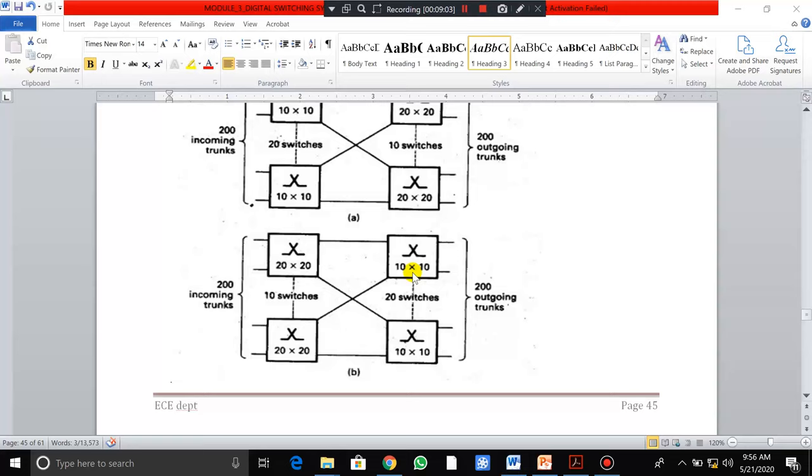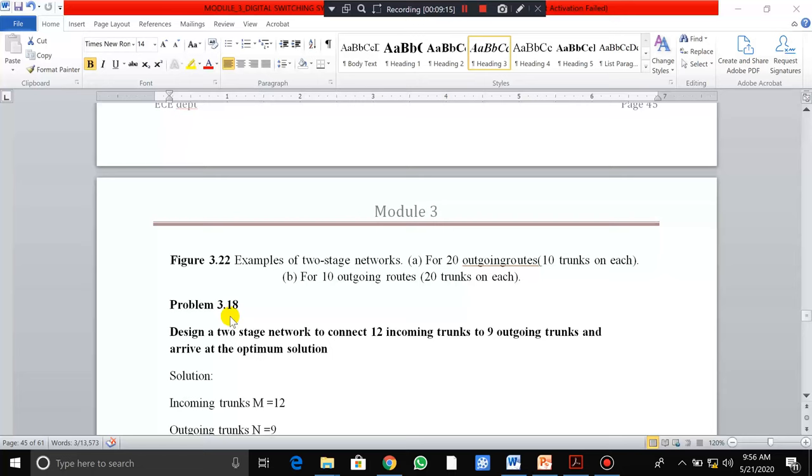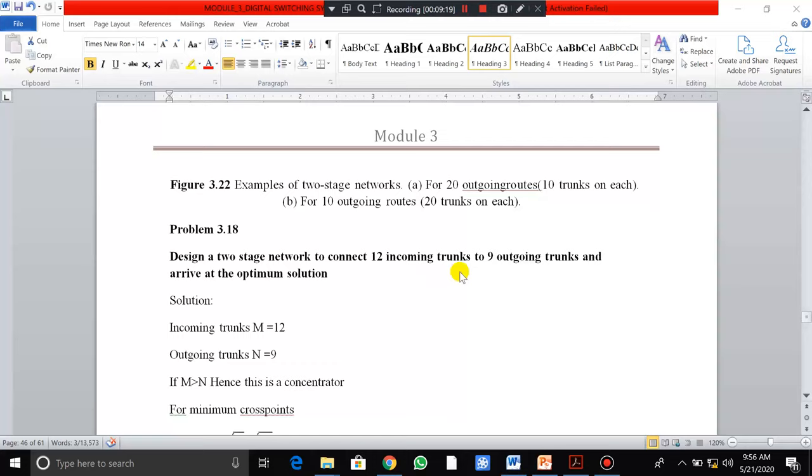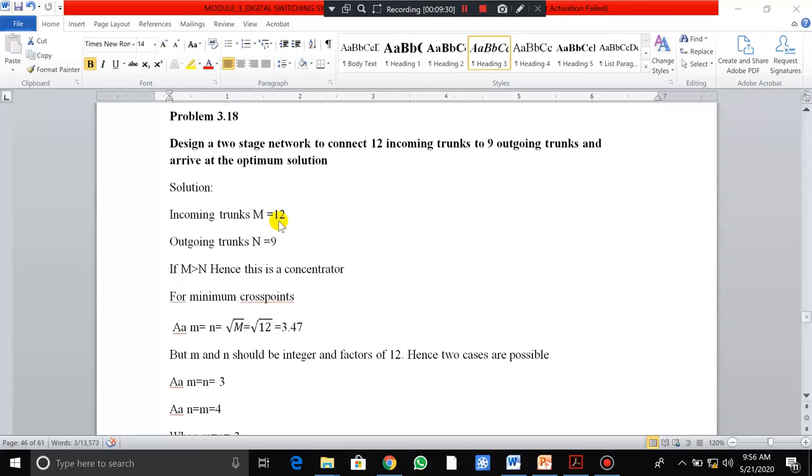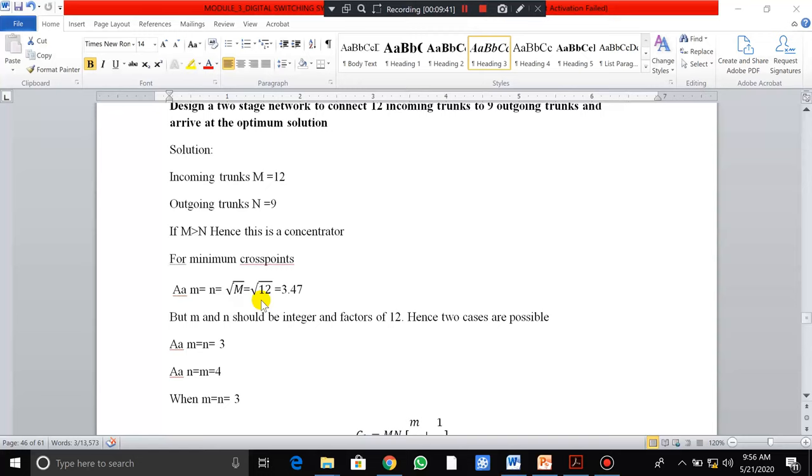So this is another problem. Design a two-stage network to connect 12 incoming trunks to 9 outgoing trunks and arrive at an optimal solution. First you list what is given, and check the condition where m is greater than n. So 12 is greater than 9. Now we have the square root of m, which is the square root of 12, equal to 3.47.